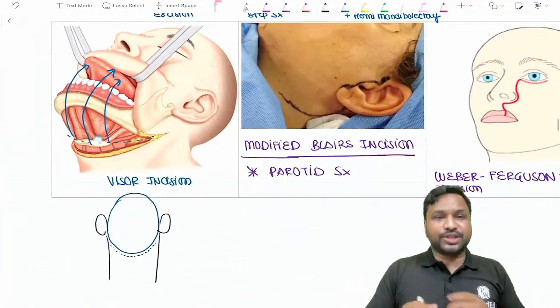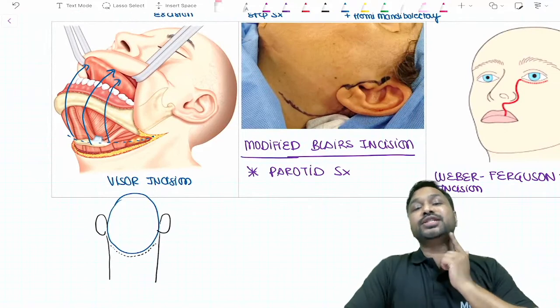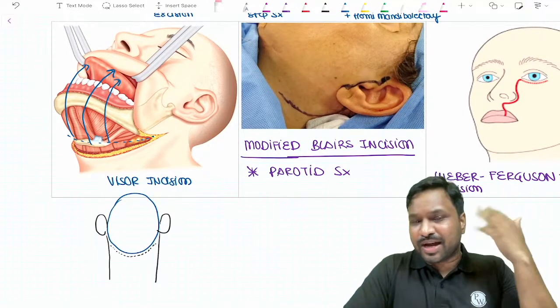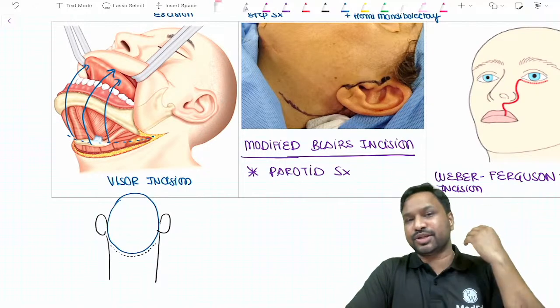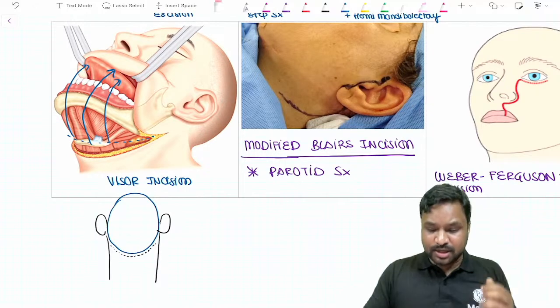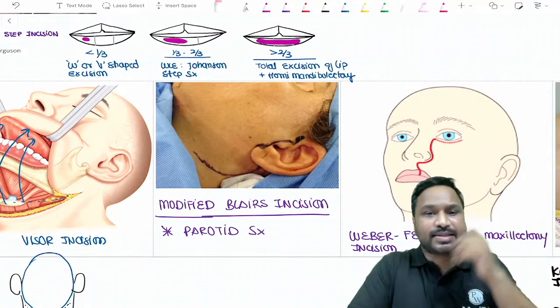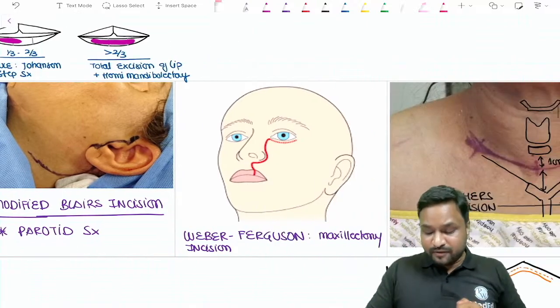Now you have various incisions. The visor incision extends from the angle of the mandible from one end to the other end. It is usually used for carcinoma of the tongue. It can be used for neck dissection. It can be used for mandibular cancers. Another one is your modified Blair's incision. Very important. Where do you see modified Blair's incision? It is seen in your thyroid surgeries.